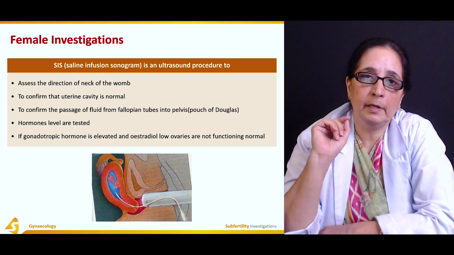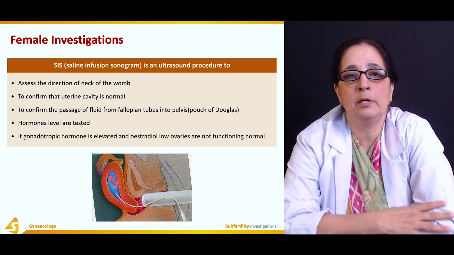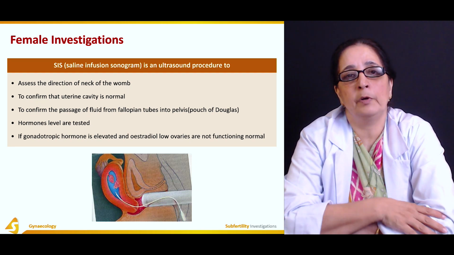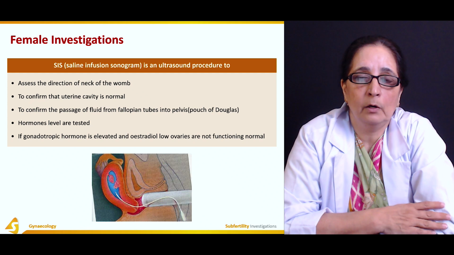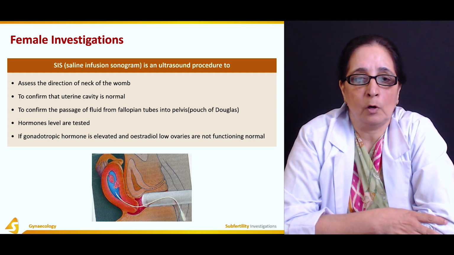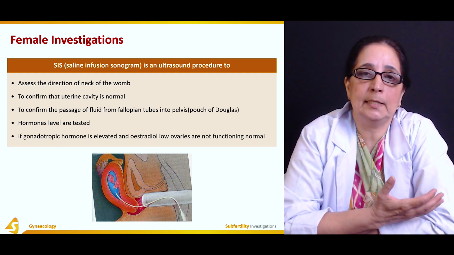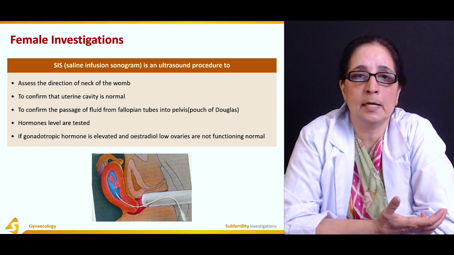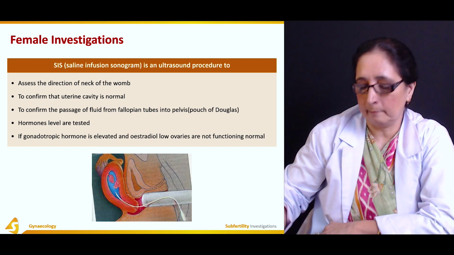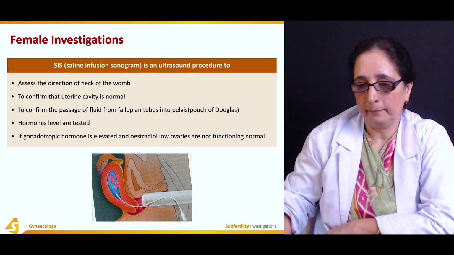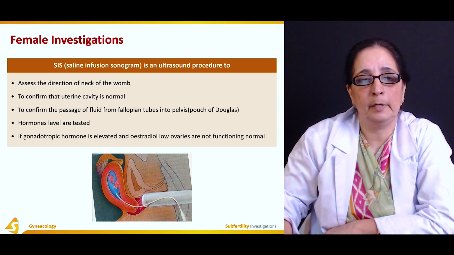So that's a very, very important test to find out in females if the ovaries are functioning normally or not. So these are some very basic tests to find out, SIS and then hormone levels, to find out if there is any problem in the female system.